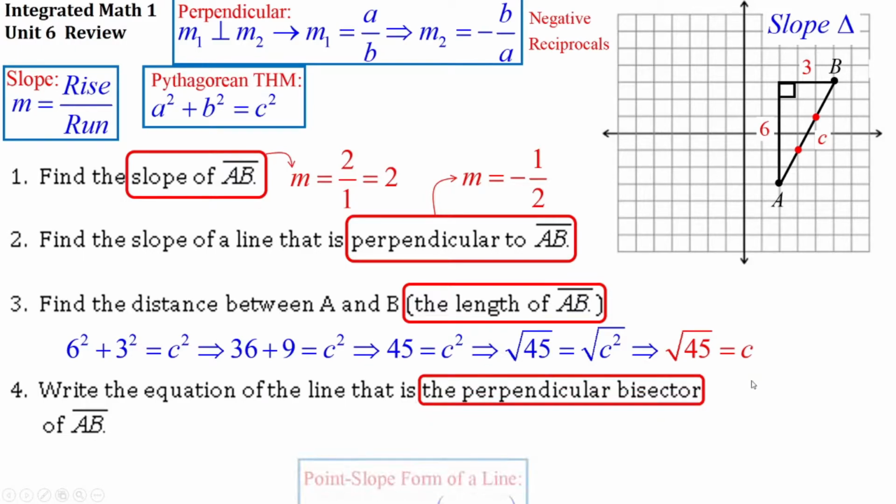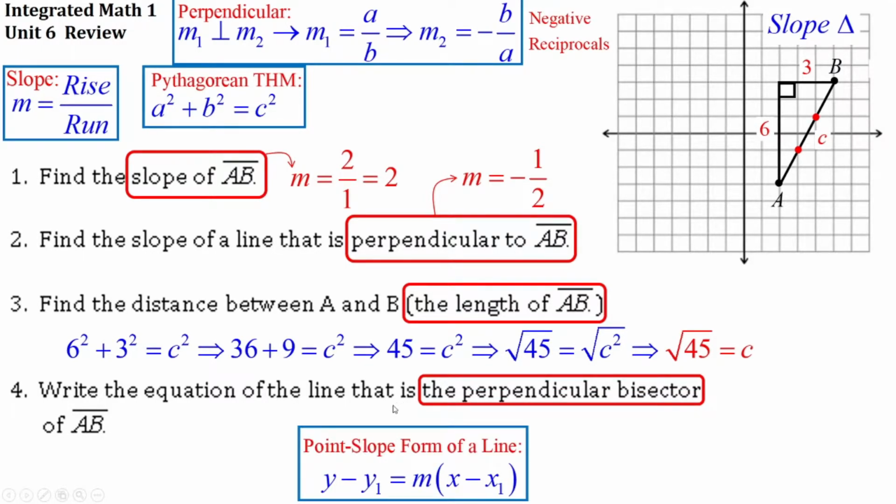Okay, so what I'm going to use, since I'm going to have a point and a slope, I'm going to use my old point-slope form of a line. All right, and later on we'll do something like this and we'll use slope-intercept. So remember this, y minus y sub 1 equals m times the quantity x minus x sub 1.